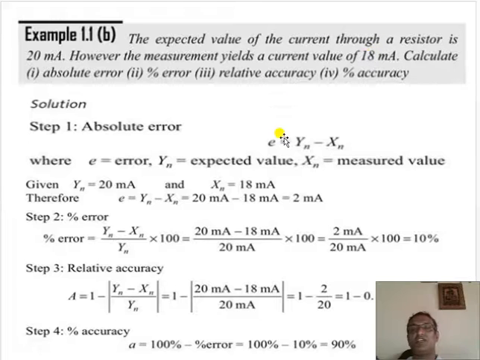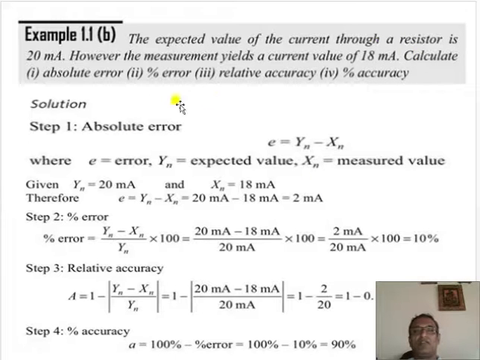Then we know the equation E is equal to Y of n minus X of n. The actual expected value of the current through this resistor is 20 milliamperes. Similarly, the measured value we get after the measurement is 18 milliamperes. Substituting Y of n is equal to 20 milliamperes and X of n is equal to 18 milliamperes, then E is equal to Y of n minus X of n, 20 milliamperes minus 18 milliamperes, gives the value of 2 milliamperes.